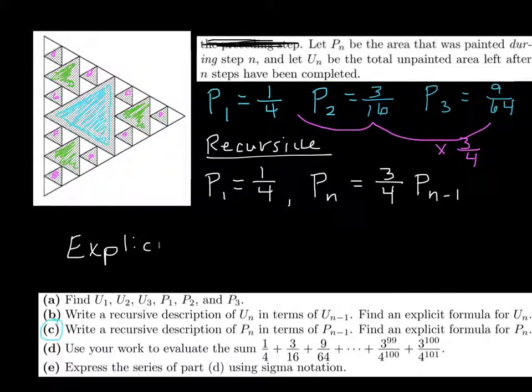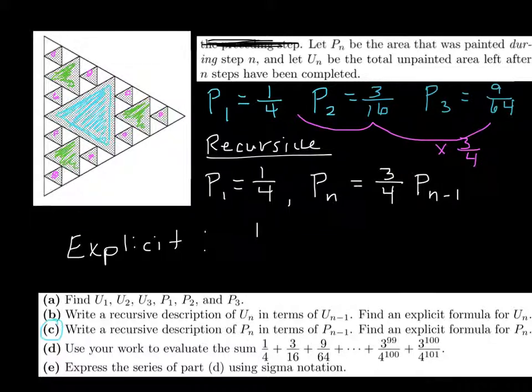The explicit formula, that is where we want a formula where we can plug in a 1 and get a 1/4. We want to plug in a 2 and get 3/16. We want to plug in a 3 and get 9/64. So we want to be able to plug those numbers in. Okay? So whenever we do this, first of all, what kind of sequence is this? Geometric. It's geometric, perfect. It's a geometric sequence, so that means we want to have a starting point and your multiplier. We already have that. Our starting point's 1/4, and our multiplier is 3/4.